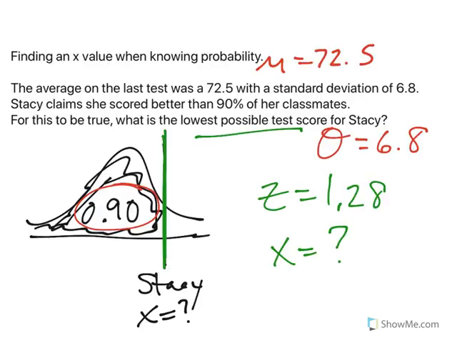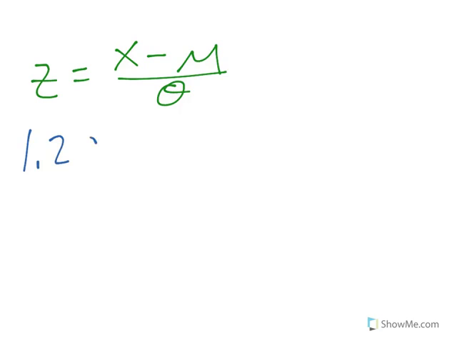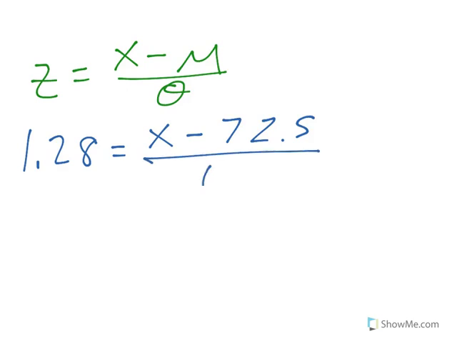So if I recall, my z-score is found by taking x minus mu over sigma. And I can now use my data that I just had. So recall, I've got these values. Let's go ahead and plug them in. So a z-score of 1.28 is my data point minus my mean of 72.5 divided by my standard deviation of 6.8. And now it becomes an algebra problem, multiplication.